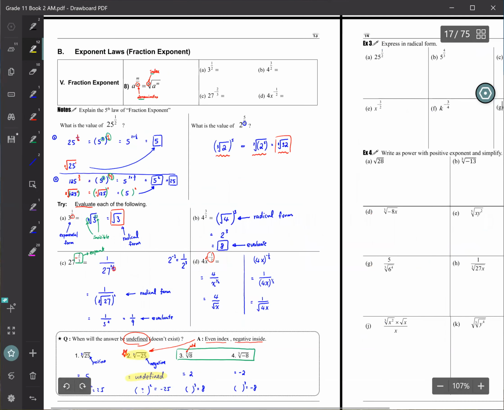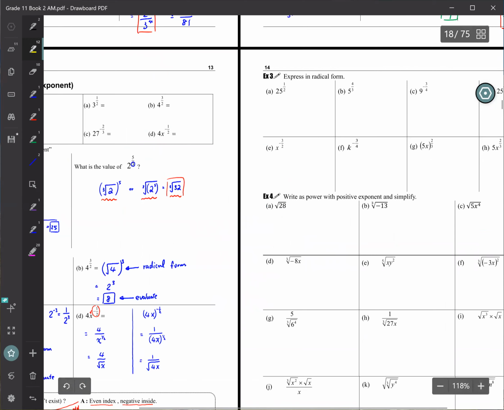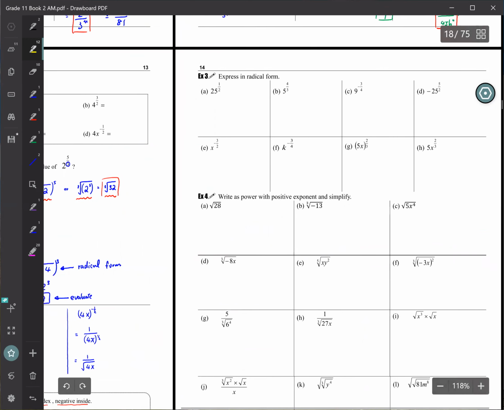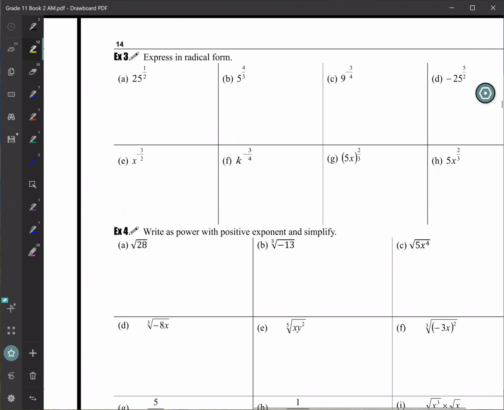Okay, so simple rule there. Now we are just going to practice changing the form, okay? So we'll do question 3. Question 3, you don't need to evaluate. Remember, this one says turn it into radical form. So just leave your answer in radical form. Do not evaluate the exponent. Okay, so you can work on question 3 right now.